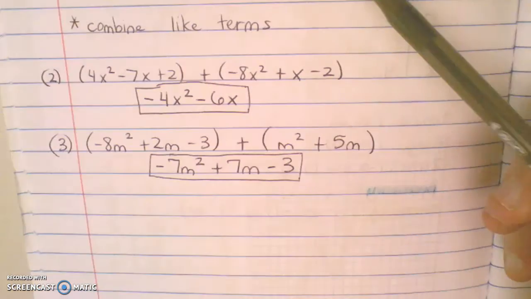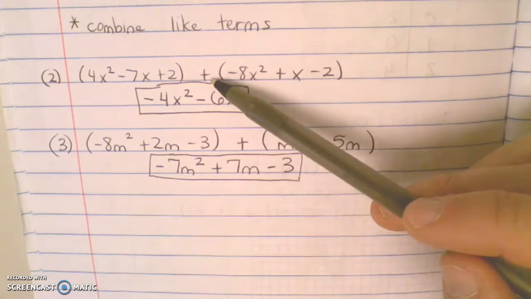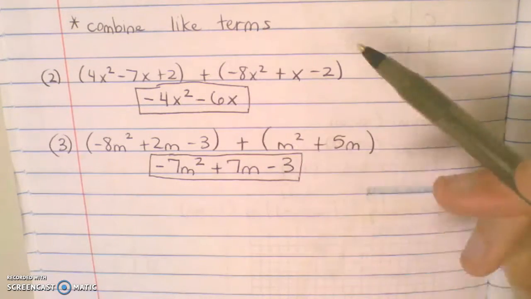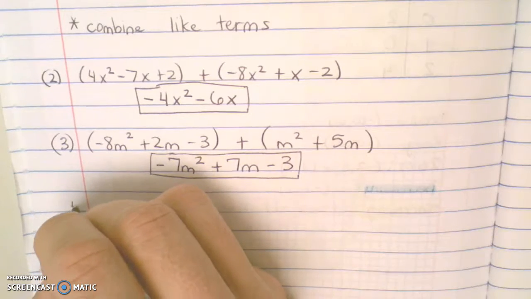So those are problems with addition. So addition is when you see the plus sign in between the two polynomials. Let's look at some examples with subtraction.